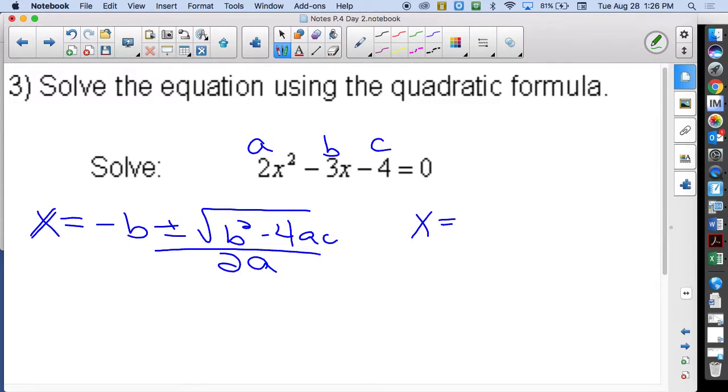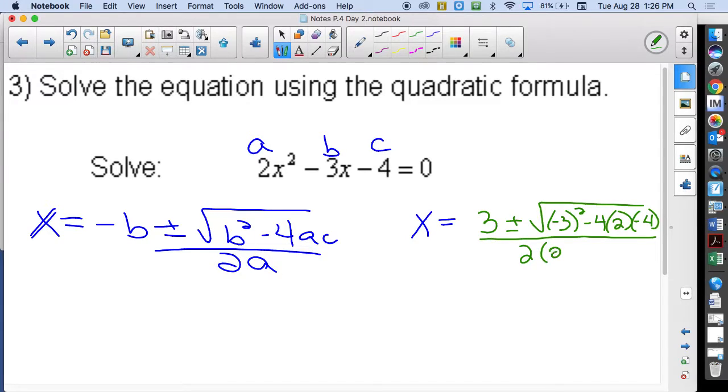B would be -3, but -3 becomes a +3. So you're taking the opposite of B. And then you're just plugging in those numbers that represent A, B, and C. After you plug them in, then you simplify. So break down those numbers, simplify it.